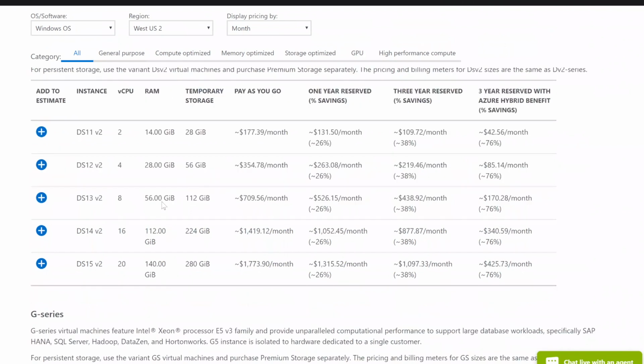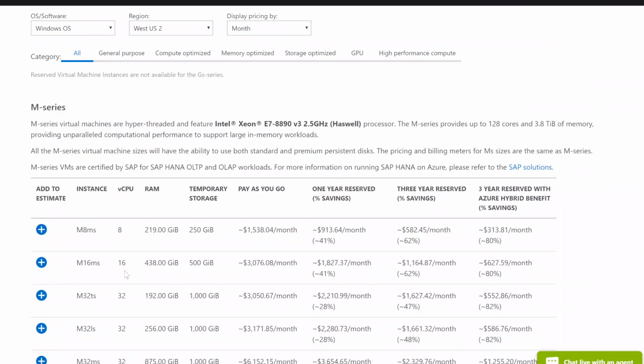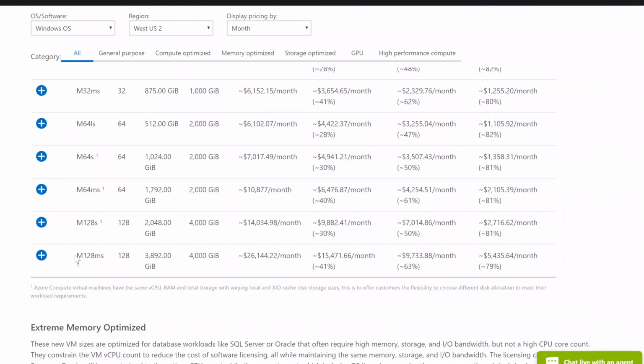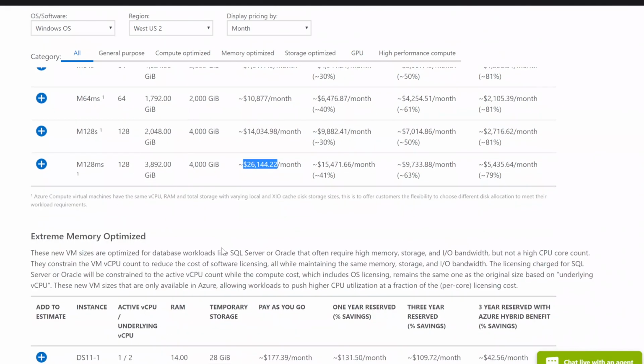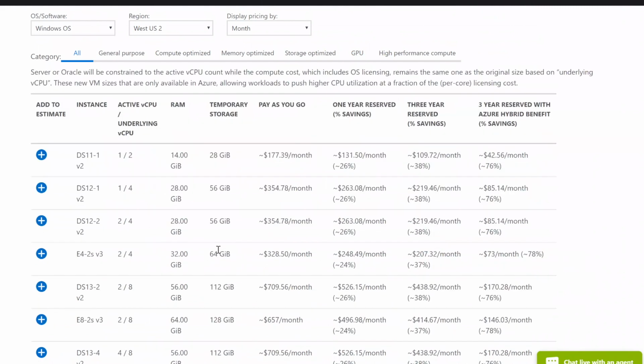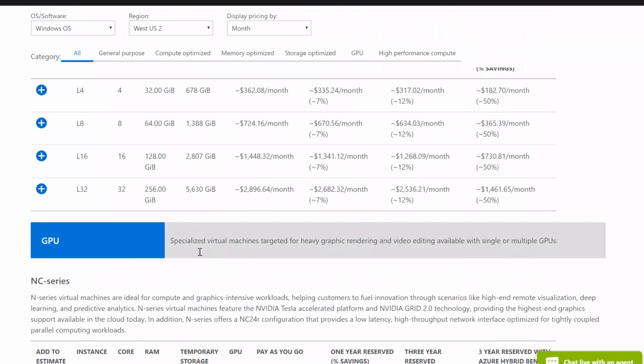The G series, again, we rarely see. The M series are monstrous. So M series, there is this one. You'll see the price of, so this is 128 cores and 4 terabytes of RAM at $26,000 a month. Okay. Haven't seen anyone use that one yet, but there's some, you know, use cases for it. Okay. Let's keep going because the one I really want to show you is the N series.